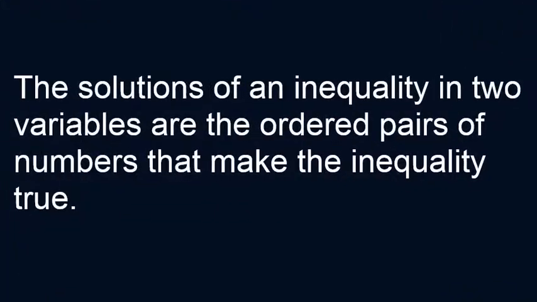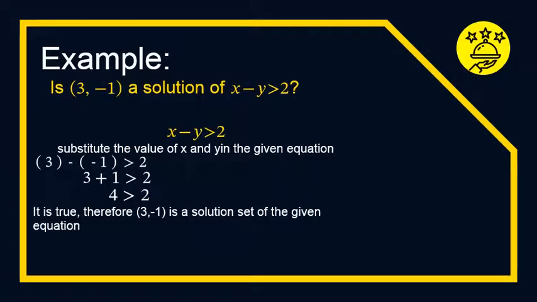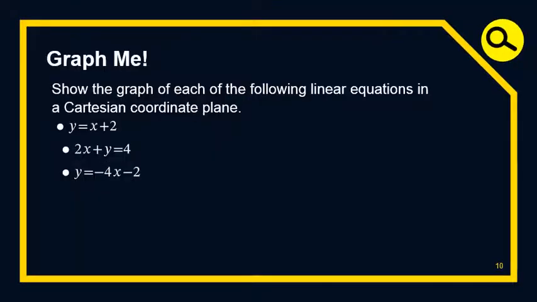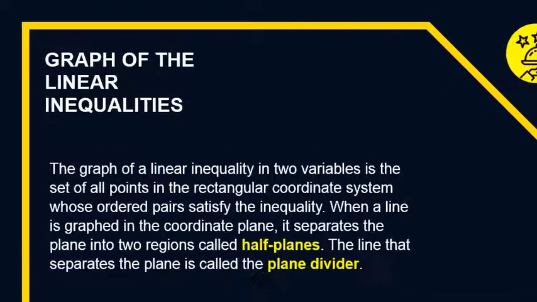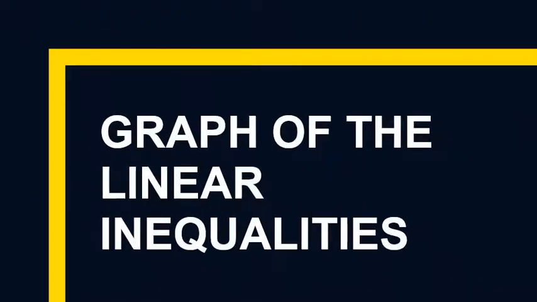The solutions of an inequality in two variables are the ordered pairs of numbers that make the inequality true. Activity 2. Graph. Show the graph of the following linear equation in a Cartesian coordinate plane. Graph of the linear inequalities.